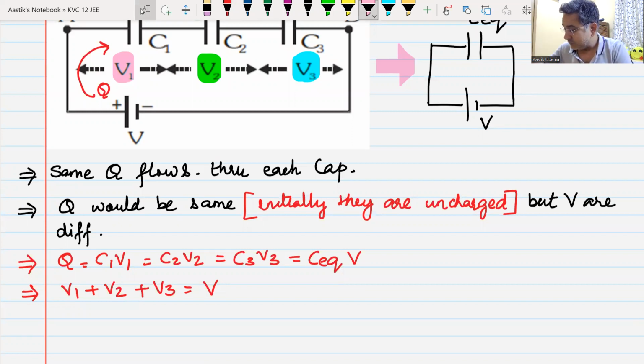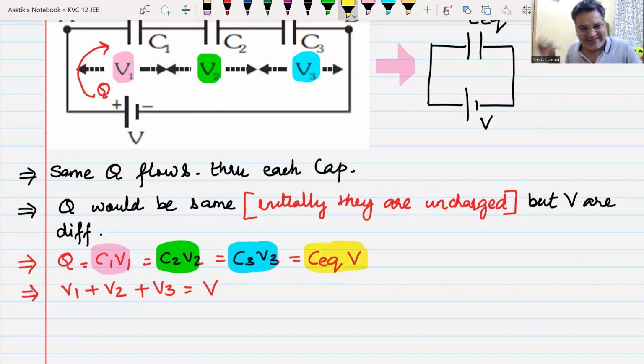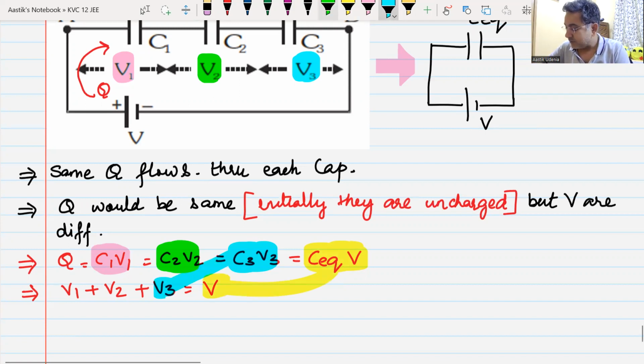Now, you can see from this pink thing, you can find out the value of V1. From this green thing, you can find out the value of V2. From this blue thing, you can find out the value of V3. And you can put all these values here, and you will end up with the value of C equivalent. So I am going to put the value from here to here, from here to here, and from here to here.